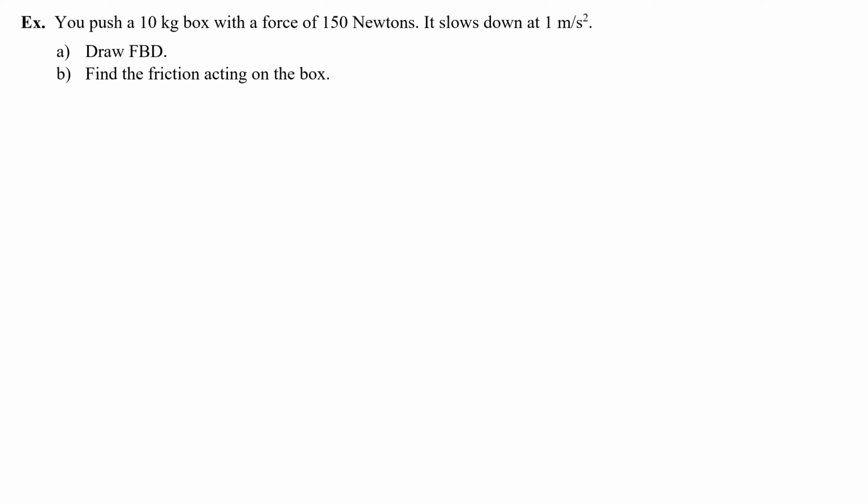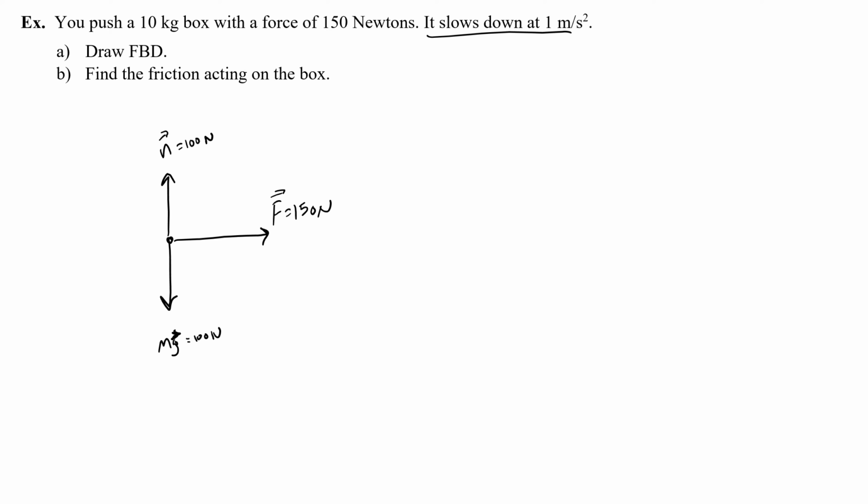You push a 10 kilogram box with a force of 150 newtons. This time it slows down at 1 meter per second squared. Draw a free body diagram. Okay, so weight force, mg, same thing. It's 100 if we need it. Normal force is 100 if we need it. The applied force, 150.